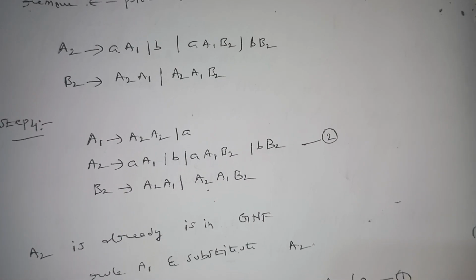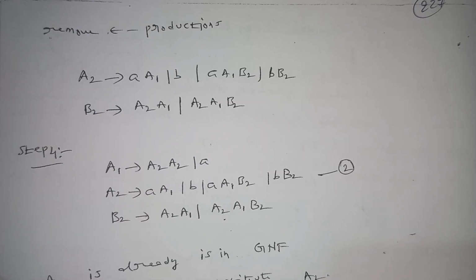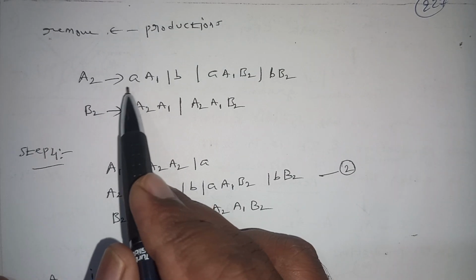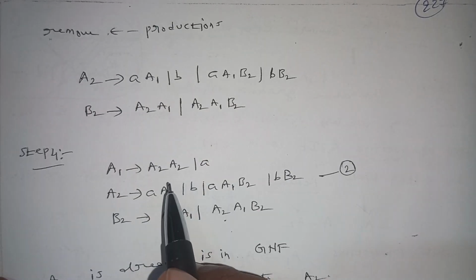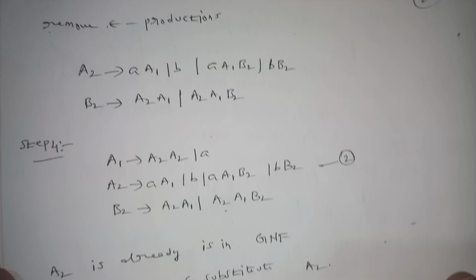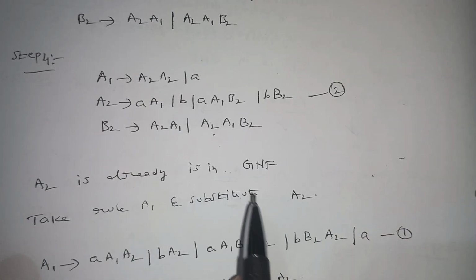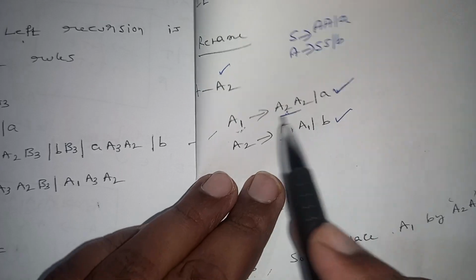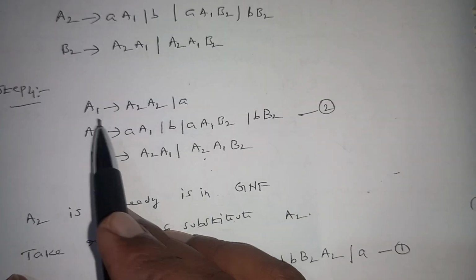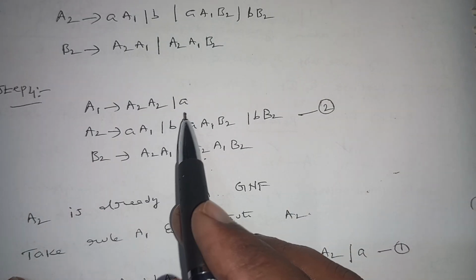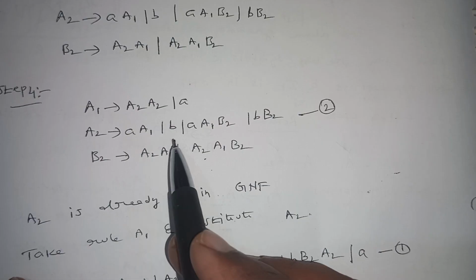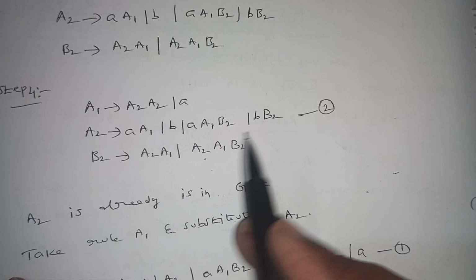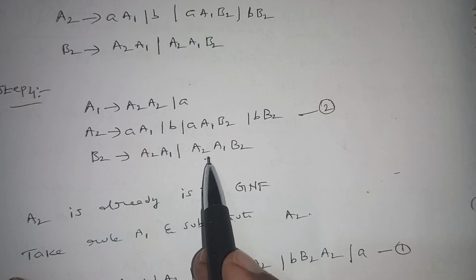Now next, what you have to do, now you have to check in this grammar. Okay, I'm writing below here. This is rule 1, already you know that. I'm writing one more time here. So now you said A1 tends to A2 A2, A2 tends to small a1 b a A1 b2 or b2, b2 tends to a2 a1 a2 a1 b2.